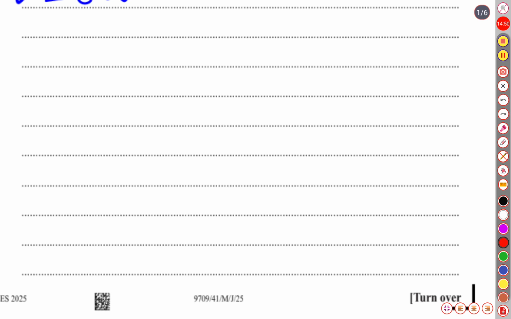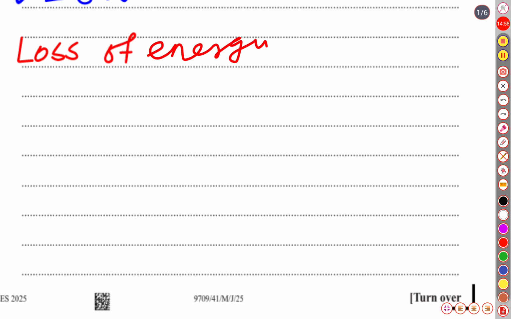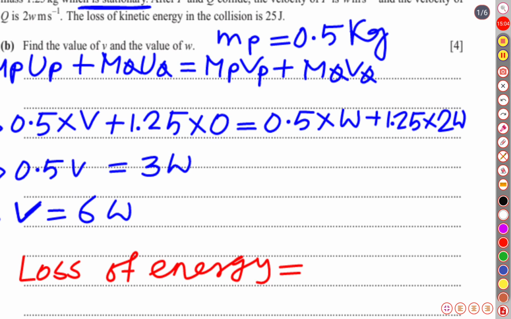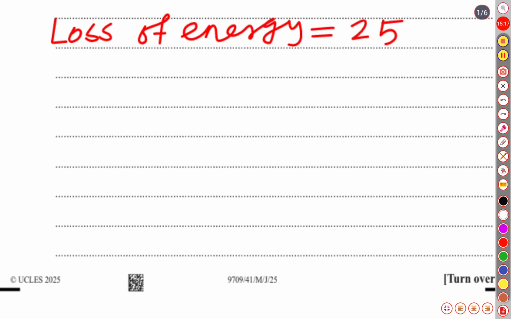Loss of energy is already given. How much is the energy lost? It is 25 joule. Here it is written 25 joule, so lost energy is 25 joule. Now what is the formula for loss of energy? For loss of energy, it is negative definitely because energy was lost. Change in kinetic energy of particle P minus change in kinetic energy of particle Q is equal to 25.